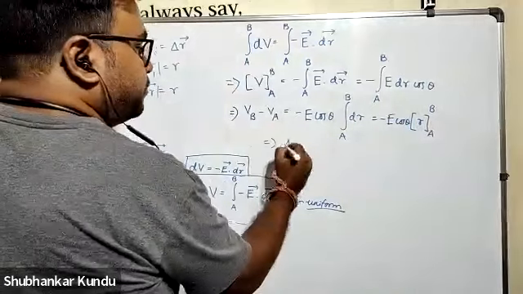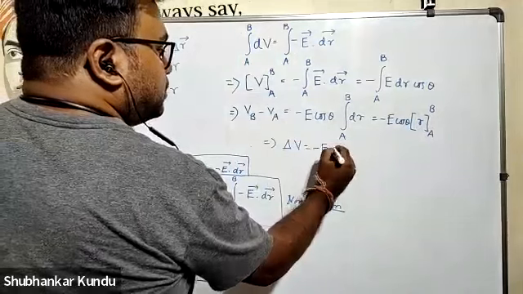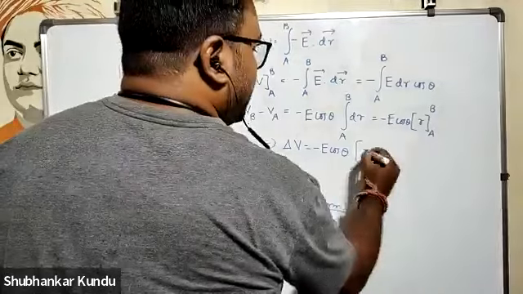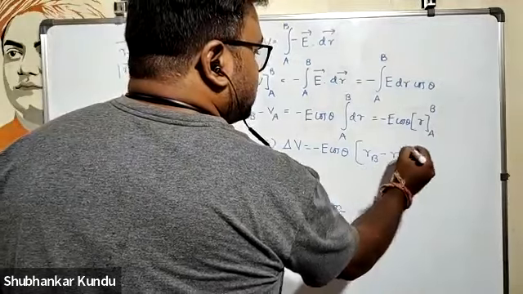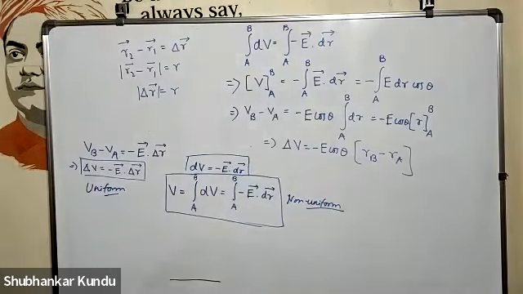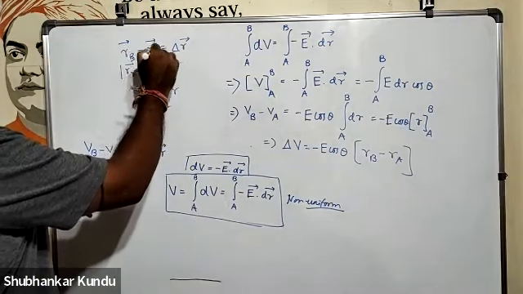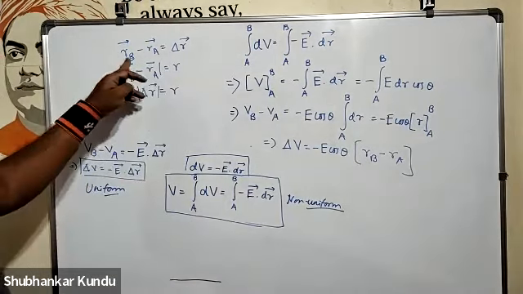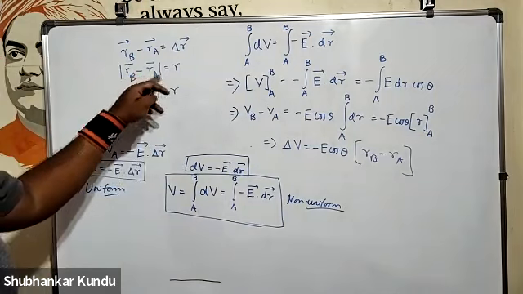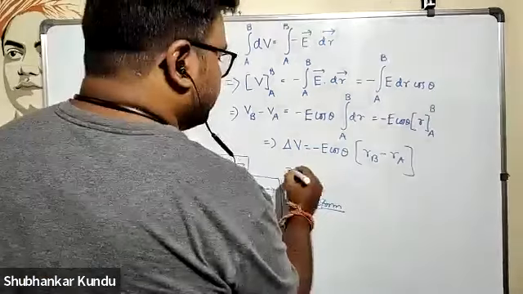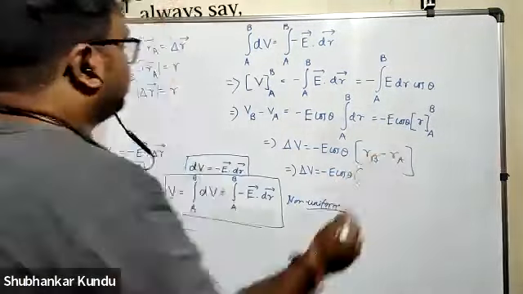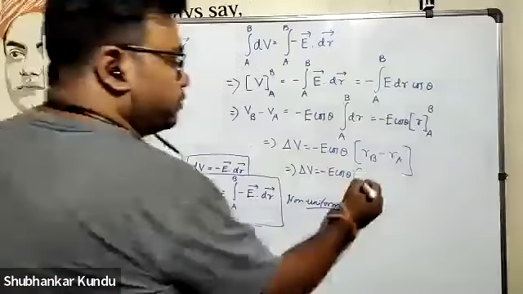VB minus VA is delta V, equal to minus E cos theta times RB minus RA. In that case we took B and A, right? So what is the value of RB minus RA? Okay, fine, it is R only. Keep it as R.